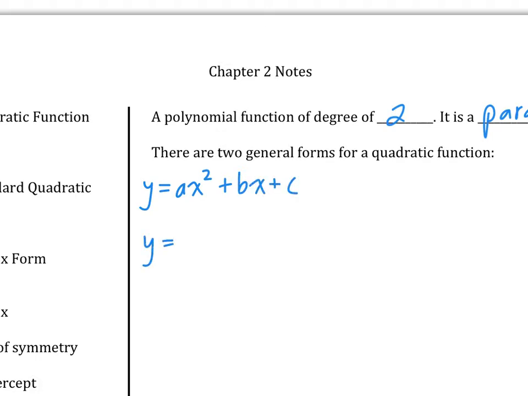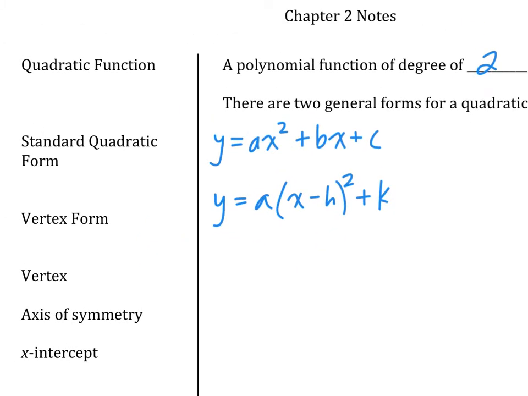And then the next one is called the vertex form. Obviously, it has a vertex in there. Do you remember? It also starts with a. Good. All right, which part is the vertex? hk. Good, hk.